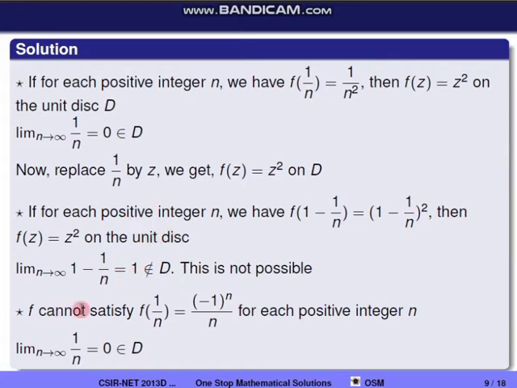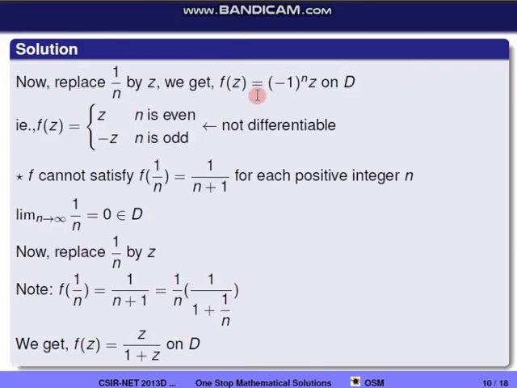Third one, f cannot satisfy f of 1 by n is equal to minus 1 whole power n by n for each positive integer n. So find the limit point of this. So that is equal to 0, element of D. So replace 1 by n by z. So we will get f of z is equal to minus 1 whole power n z on D. That is f of z is equal to z for n being even and minus z for n is odd. That is, the function is being split into two functions. So that implies f of z is not differentiable. So f cannot satisfy such an f. So third option is correct.